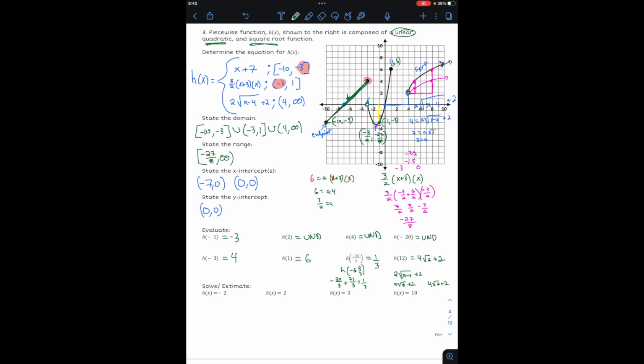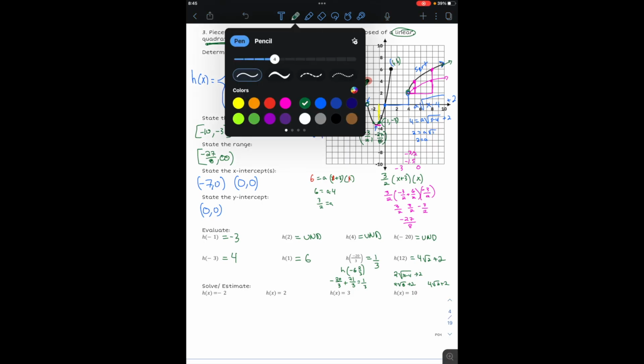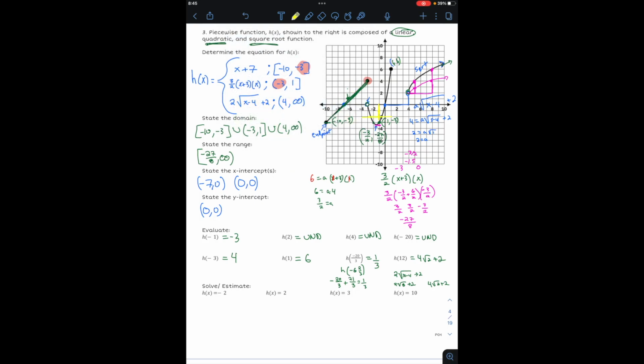Okay, solve or estimate when h of x equals negative 2. Oh boy, would I not quite enjoy solving this, because we're not going to get integer coordinates. So if we look at where h of x is negative 2, we do get integer coordinates from the line. So one place is going to be at x equals negative 9. Right? If I plug in negative 9, negative 9 plus 7 gets me negative 2.